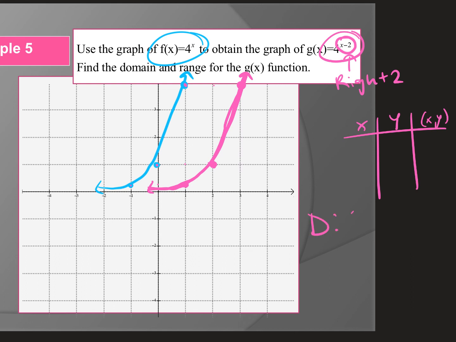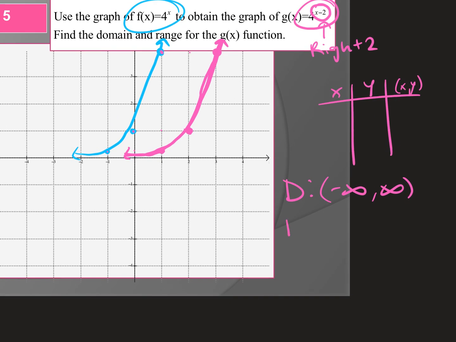For our domain, again, it is negative infinity to infinity. It doesn't change. For our range, our horizontal asymptote is still at y is equal to 0. We didn't go up or down. So my range is going to be 0 to infinity, and my horizontal asymptote is y is equal to 0. If the range changes, the horizontal asymptote changes, but that's only when we have a shift up or down. So here we just move to the right, so the range is still 0 to infinity, horizontal asymptote is still 0.